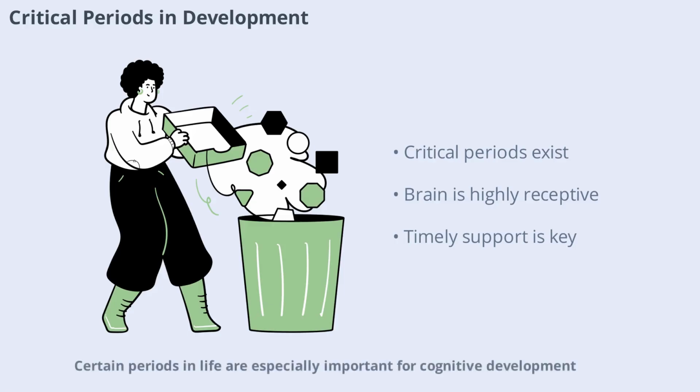Certain periods in life are especially important for cognitive development. These critical periods are times when the brain is particularly receptive to learning specific skills, such as language. Missing these windows can make it harder to acquire certain abilities later on. Recognizing critical periods helps parents and educators provide timely support for optimal growth.